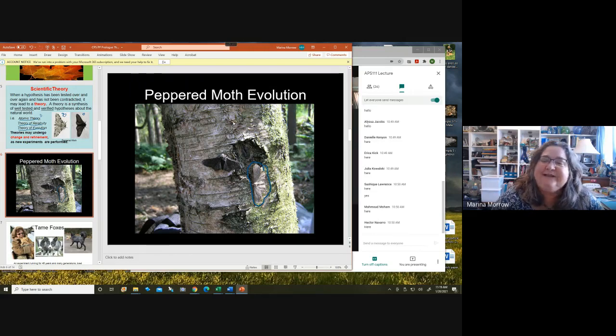And what happened was that once the trees turned dark, then the gray moths showed up better, and they got picked off by the birds, and soon more than 90% of the moths were the dark color. So environmental pressures, the birds and the coal dust, were driving the gray ones towards extinction, and the black ones became the dominant form of the moth.